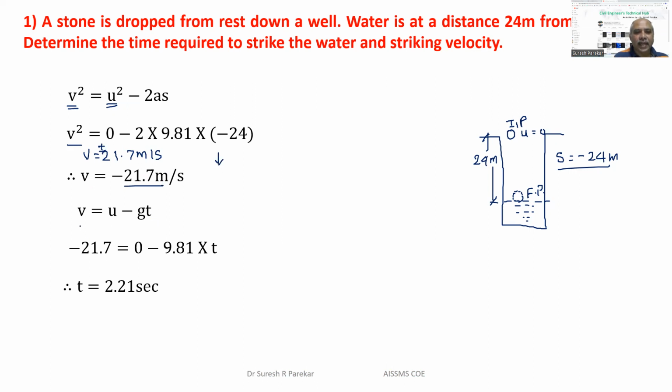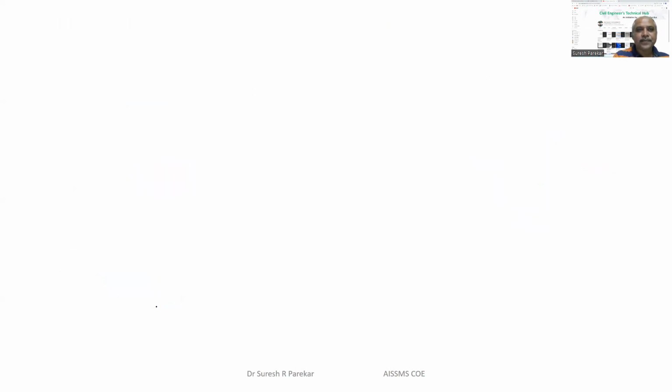Now to find time, we will use V equal to U minus GT. V is minus 21.7 equal to U, which is 0, minus G into T. From this we get T equal to 2.21 seconds. So we have V as minus 21.7 meter per second and T as 2.21 seconds.